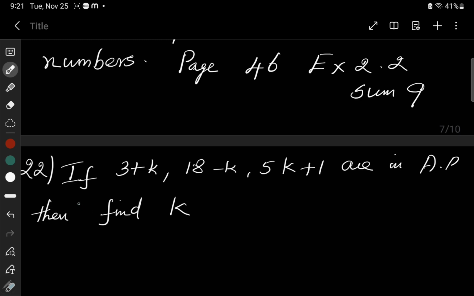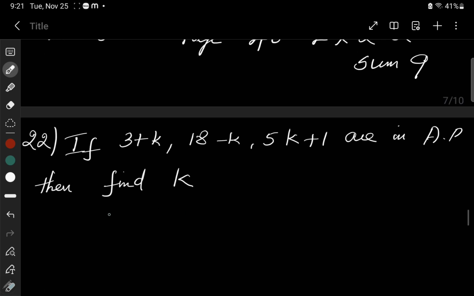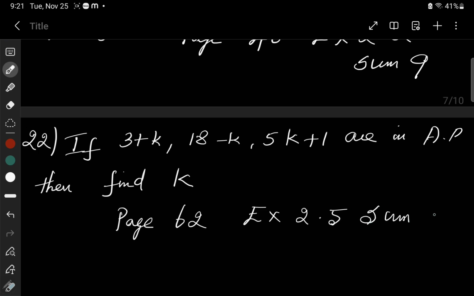Next sum. If 3 plus k, 18 minus k, 5k plus 1 are in AP, then find k. This is an exercise sum. It is in page 62, exercise 2.5, sum number 8.